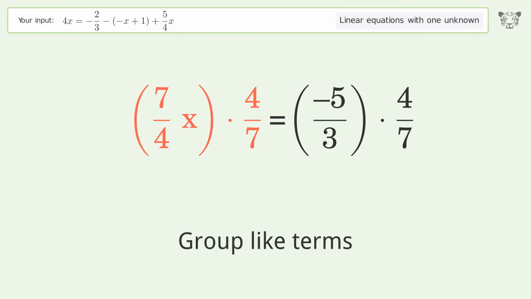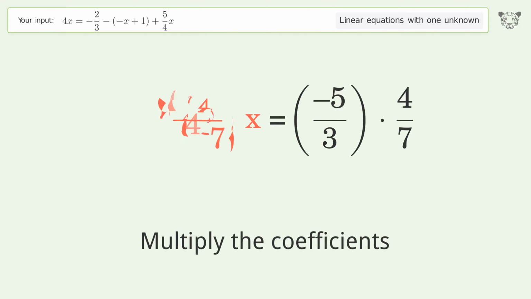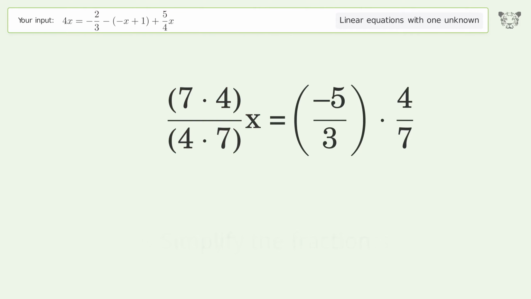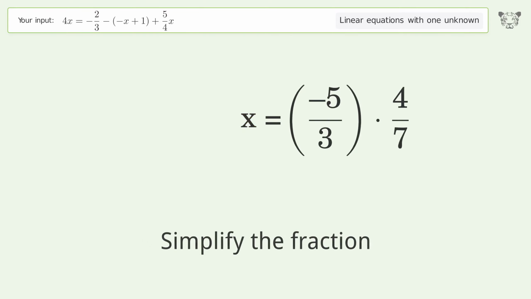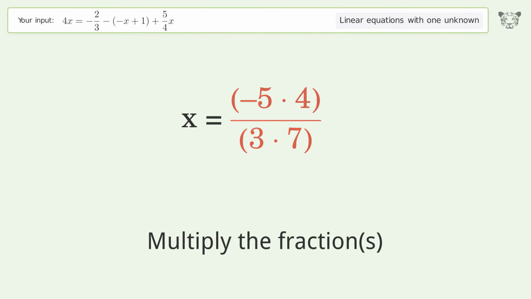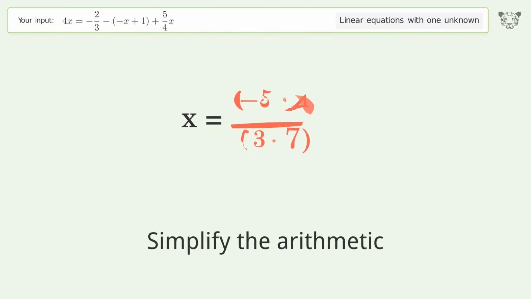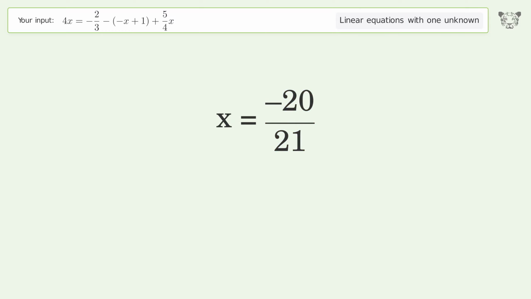Group like terms. Multiply the coefficients. Simplify the fraction. Multiply the fractions. Simplify the arithmetic. And so the final result is x equals -20/21.